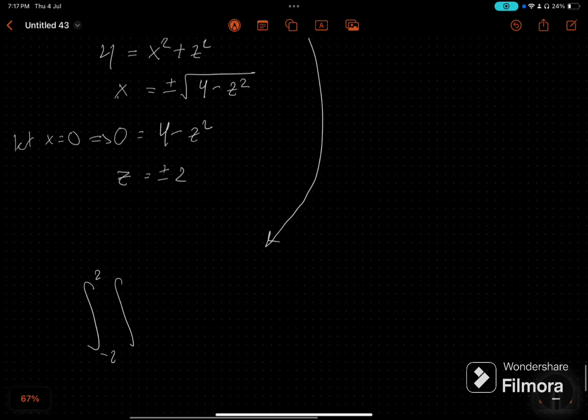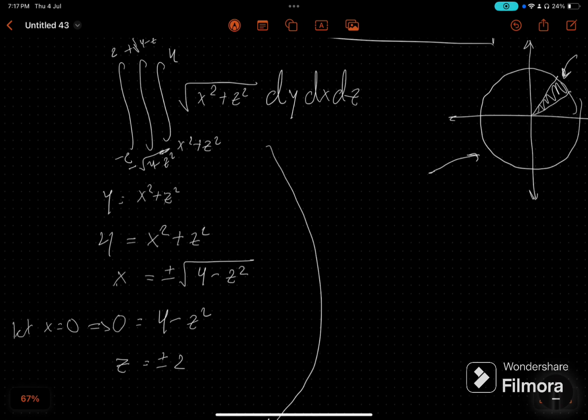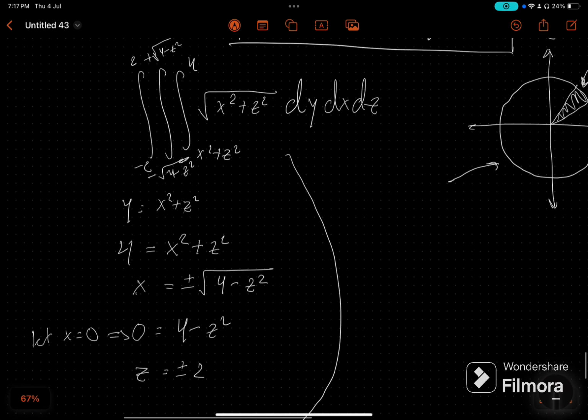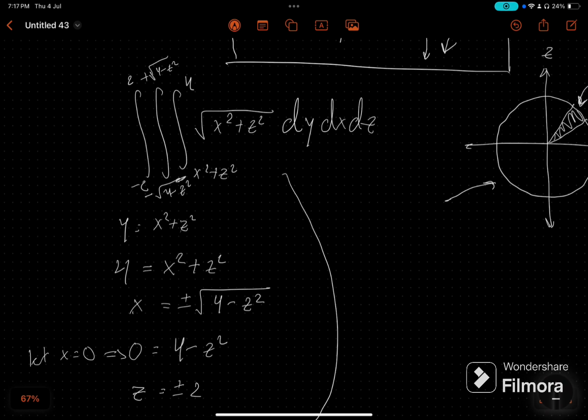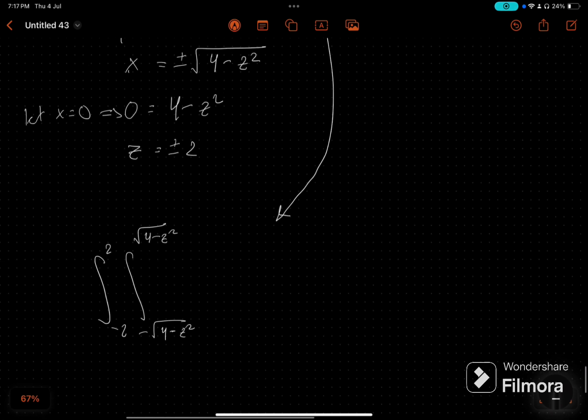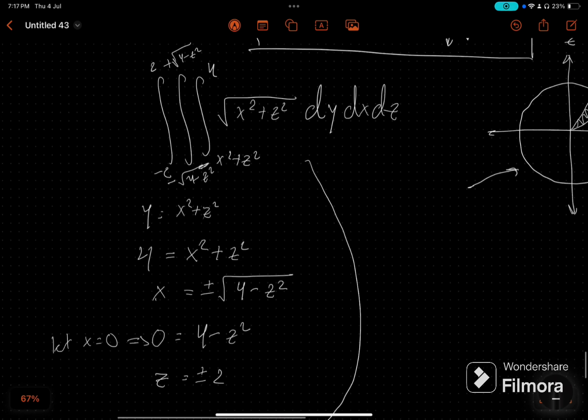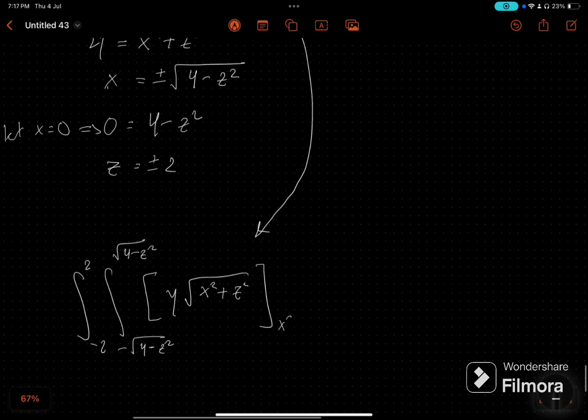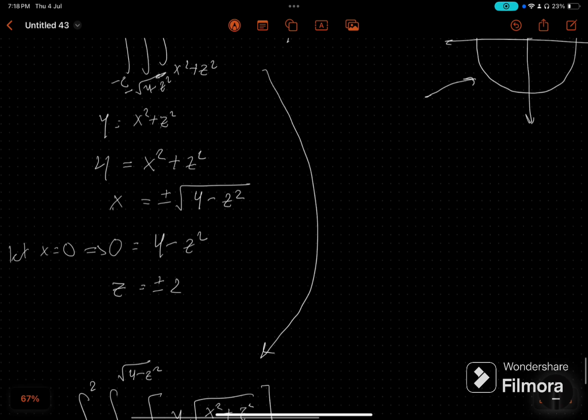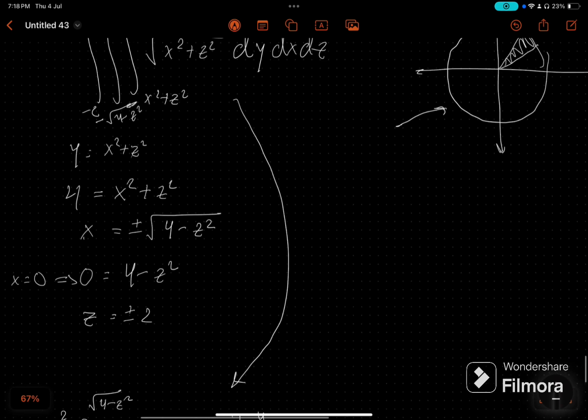Now let's evaluate this. So the integral from minus 2 to 2 of the square root of 4 minus z squared. In order to evaluate this integral, I'm gonna just have pi times the square root of x squared plus z squared, since this is considered a constant, we don't have any y's. Evaluate it from x squared plus y squared plus z squared up to 4, then dx dz.